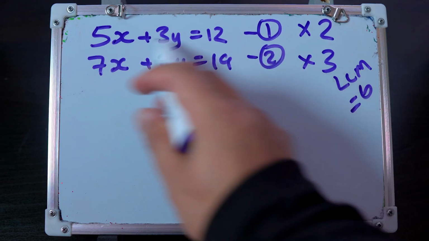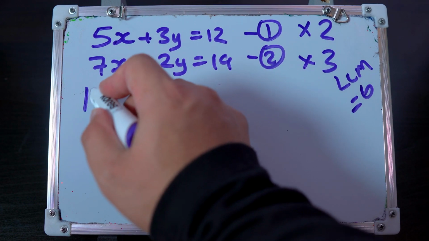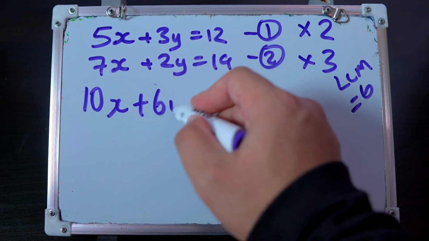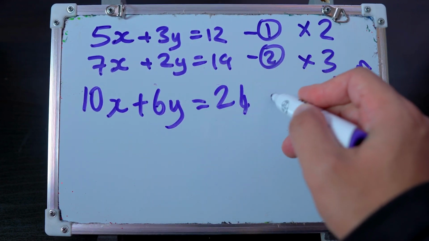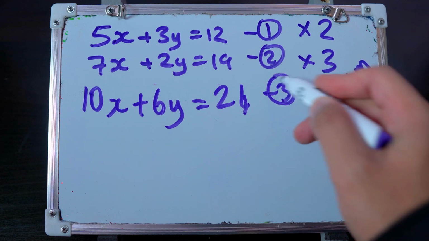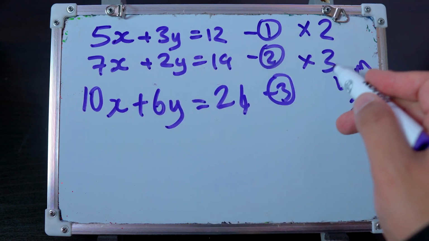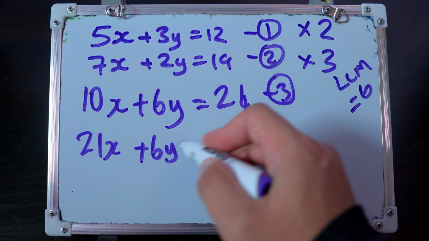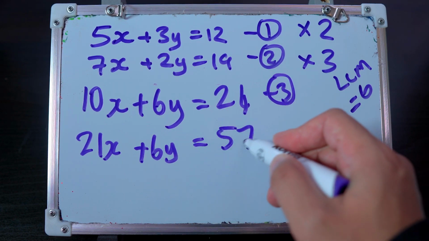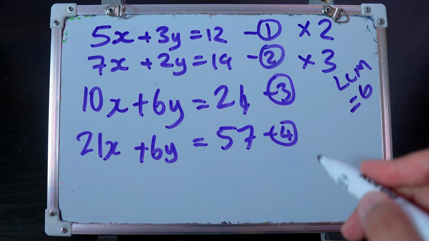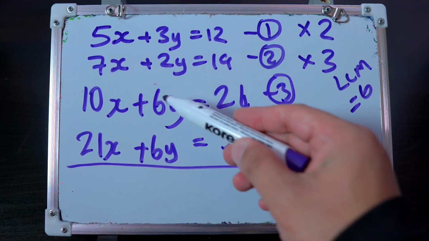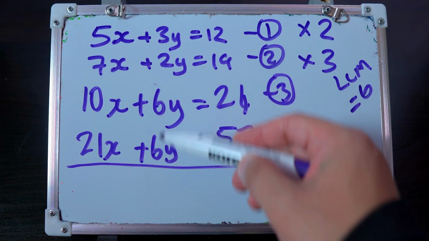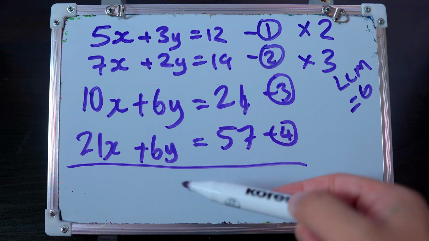Okay, so let's multiply equation 1 by 2. We'll end up getting 10x plus 6y is equal to 24. We'll call that equation 3. And equation 2, let's multiply that by 3. We'll get 21x plus 6y is equal to 57. We can call that equation 4. Now, have a look at this. We've got the same size in my y's. However, they're not the opposite sign.